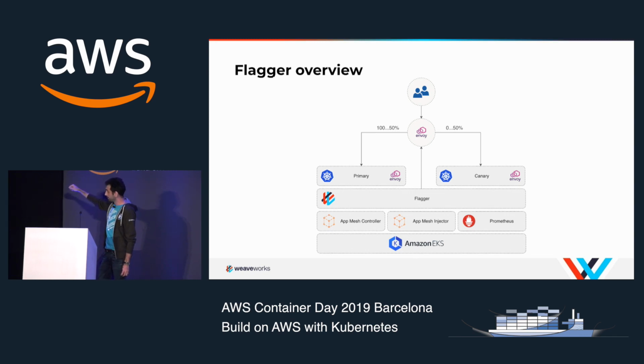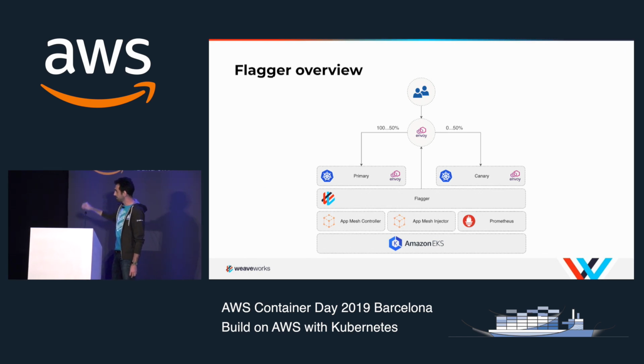You can also deploy Prometheus. Flagger comes with a Prometheus add-on. So when you install Flagger with the Helm chart, for example, you can say Prometheus install true, and you get Prometheus configured to pull metrics out of the AppMesh sidecars, which are Envoy containers. And on top of it, you have your application.